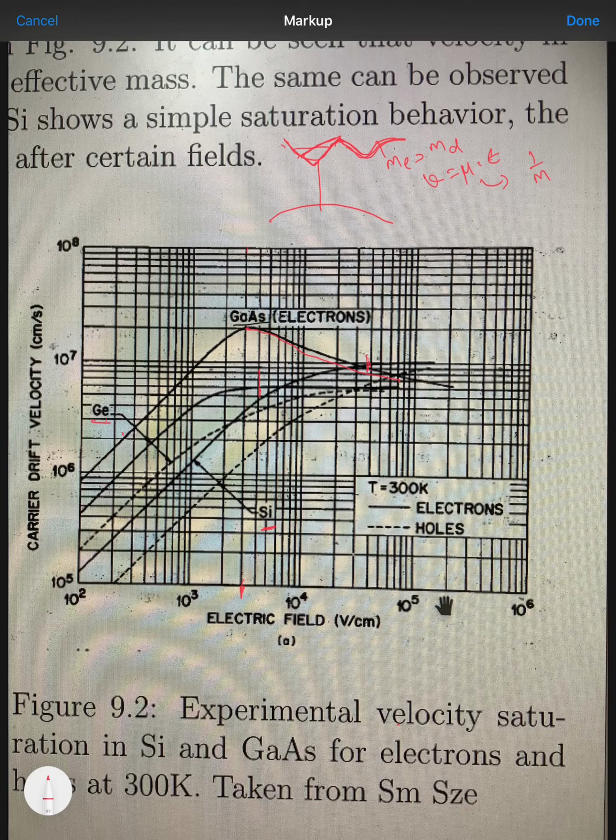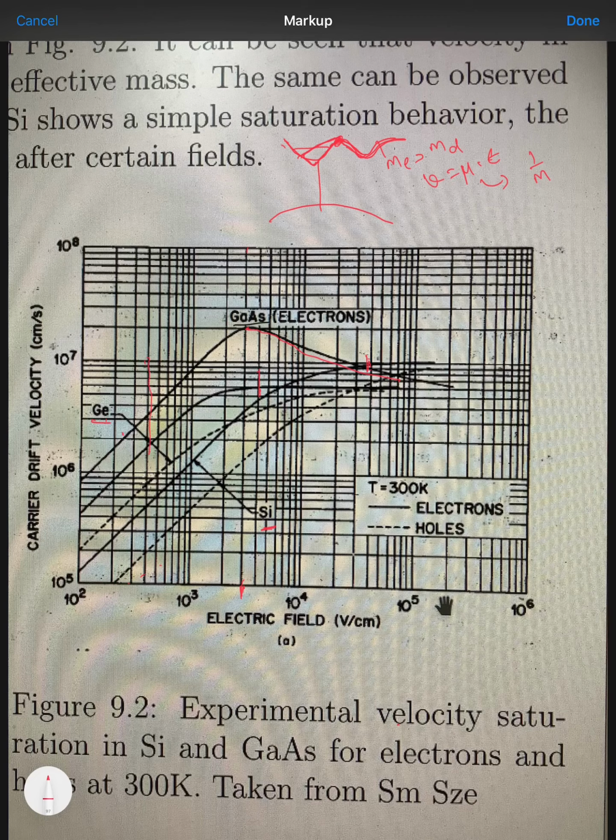So the electrons spill from here to a satellite band which has a higher mass and lower drift velocity. This is the reason why gallium arsenide has a reduction in the carrier drift velocity beyond a particular electric field, right? You can also see that it shows the carrier drift velocity of both electrons and holes, right? The dashed line is that of a hole. You can see that the hole has a smaller drift velocity for the same applied electric field.